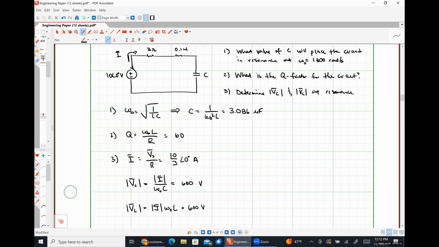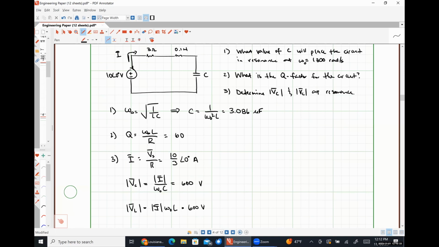The component ratings for capacitors, resistors, and inductors, typically speaking, are considering a steady state condition, but this is looking at a steady state sinusoidal circuit effectively. So this is the steady state voltage that the capacitor and inductor would sustain.